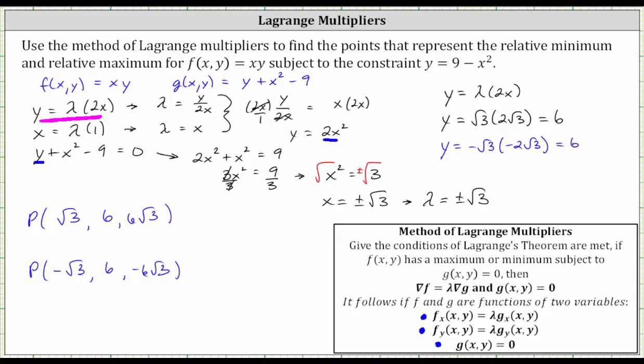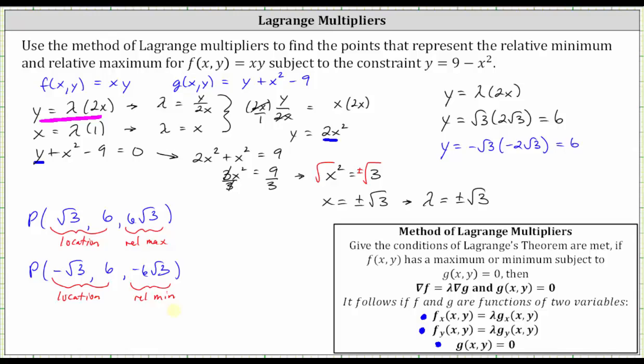root 3. So the first point represents the relative maximum, where the location is often given by the ordered pair x comma y, and the function value, or z-coordinate, in this case is the relative max. And for the second point, the location is given by negative square root 3 comma 6, and the relative minimum function value is negative 6 square root 3.